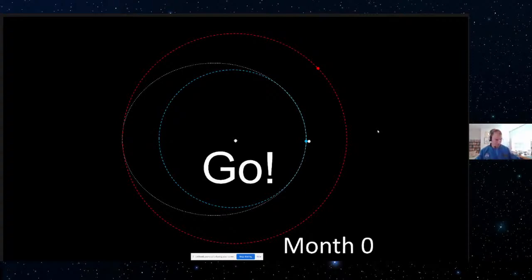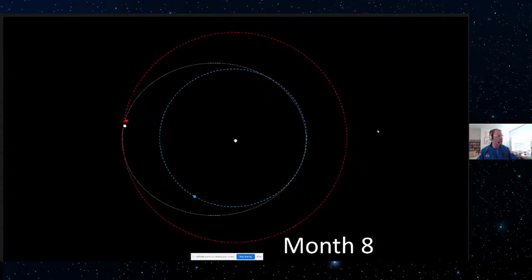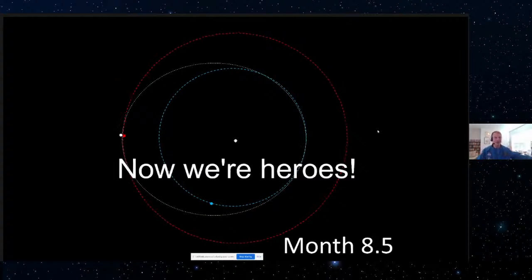So here we go. We are going to count months. We launch. We pull ahead of the Earth because we have excess speed. We roll up the wall of the salad bowl. We slow down as we go. The Earth passes us. We're now approaching the orbit of Mars. We're slowing down further. Mars is catching up from behind us. And oh, we did it. 8.5 months after launch, we have arrived at the orbit of Mars, and Mars itself is there. And now we are heroes.